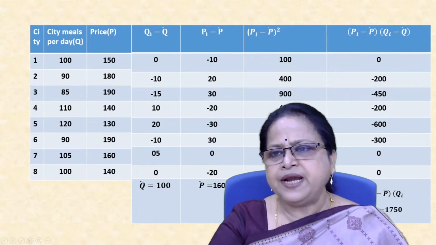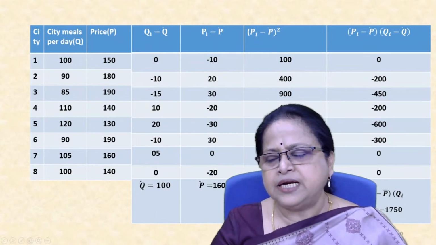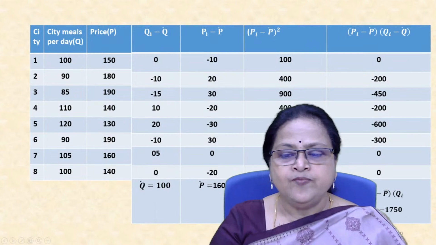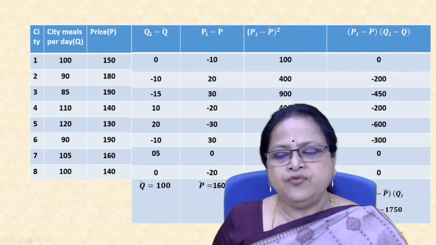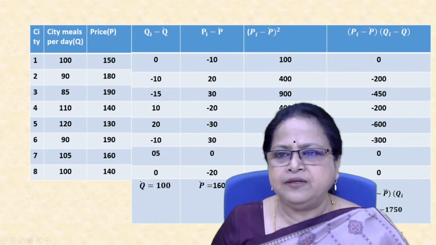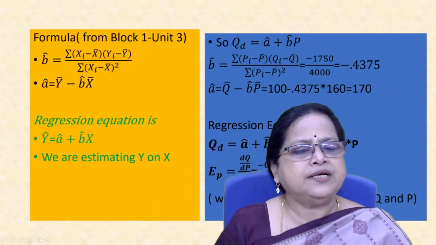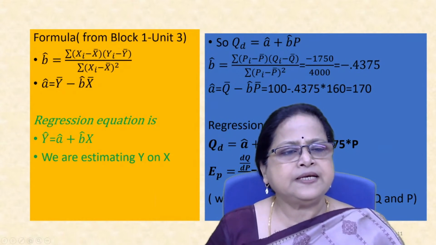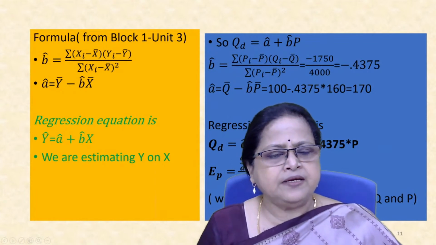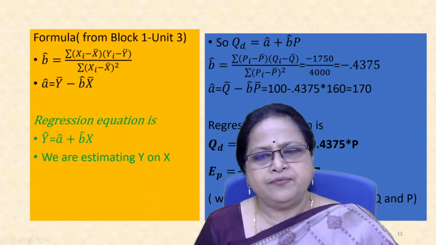We need the extreme right column; at the end of the column we find the numerator value, and just next to that you find the summation of Pi minus P bar square, that is the denominator value. Now we can find B hat and A hat respectively. The formula from Block 1, Unit 3 we have already studied. The yellow one on the left side gives you the B hat and A hat formulas. Here we are estimating y on x, and the right-hand side is the derivation from the table.